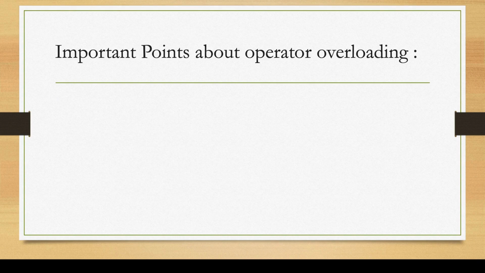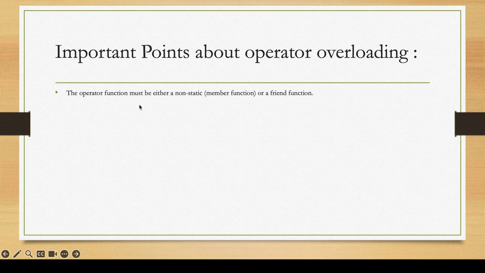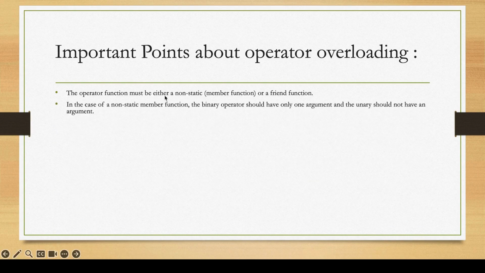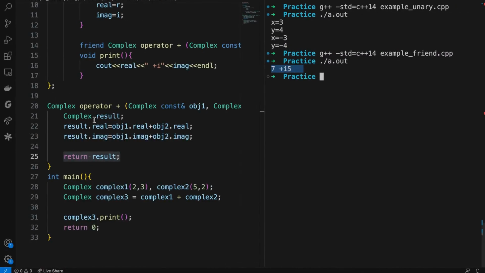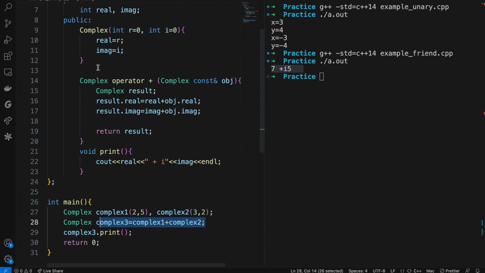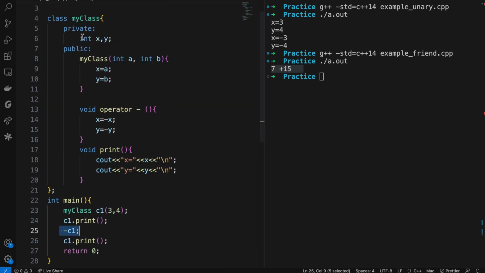Now let's take a look at some important points about operator overloading. The first point is that the operator functions must be either a non-static member function or a friend function. The second point is that in the case of a non-static member function, the binary operator should have only one argument and the unary should not have any argument. So we saw that if it is not a friend function, so basically a non-static member function, we are passing only one argument in the case of a binary operator, and in the case of a unary operator, there is no argument.